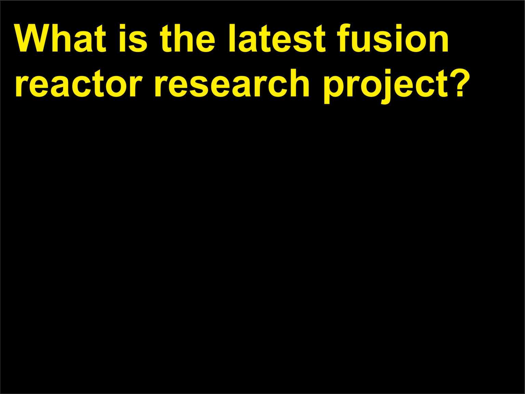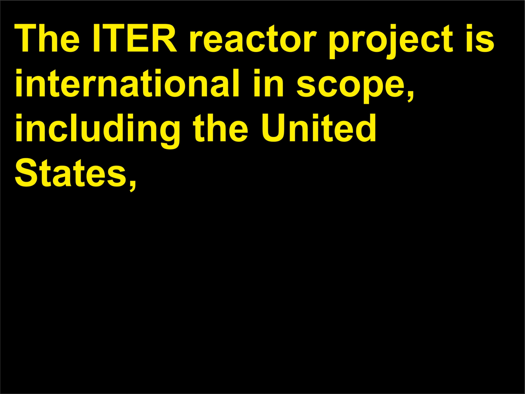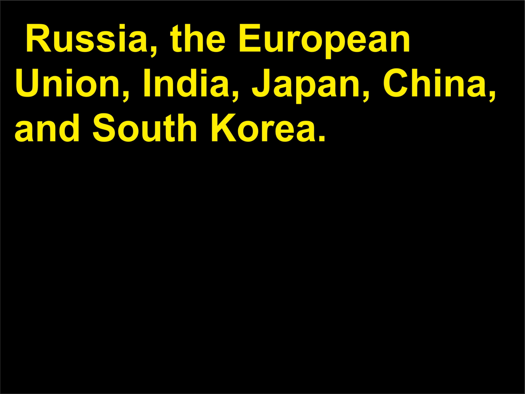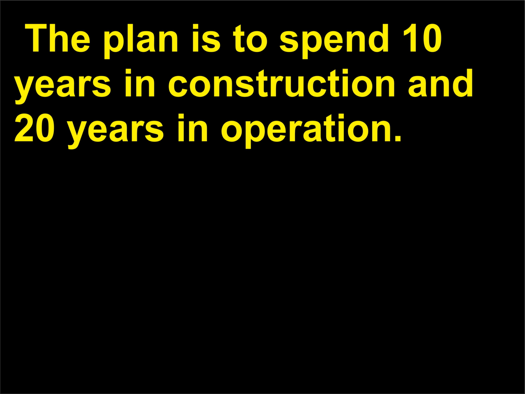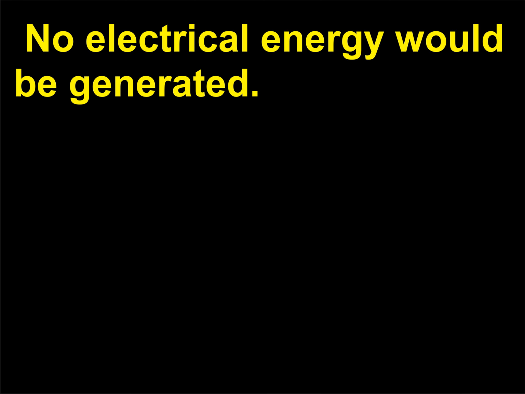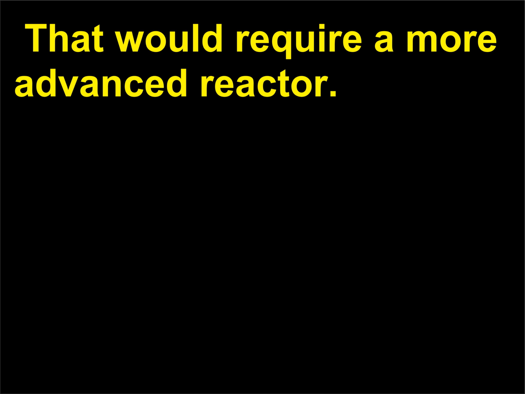What is the latest fusion reactor research project? The ITER reactor project is international in scope, including the United States, Russia, the European Union, India, Japan, China, and South Korea. The plan is to spend 10 years in construction and 20 years in operation. No electrical energy would be generated. That would require a more advanced reactor.